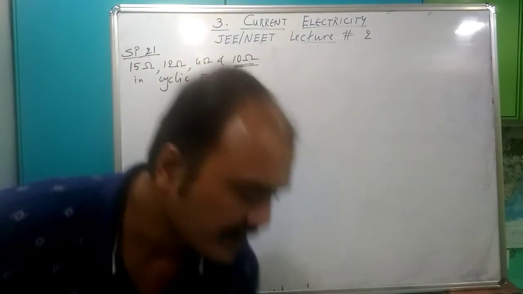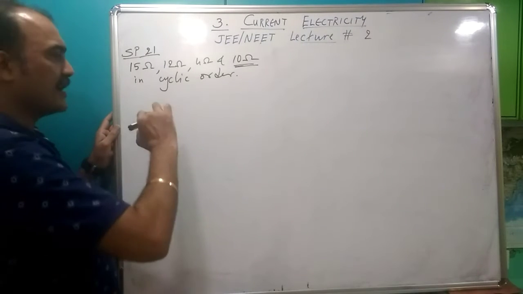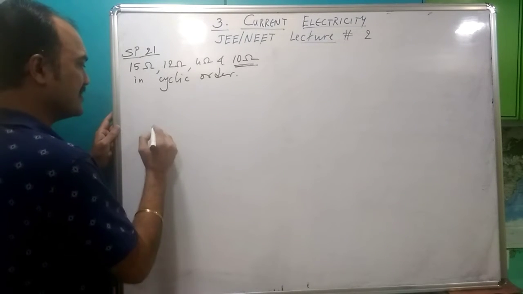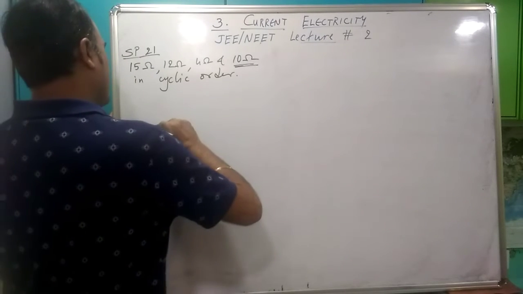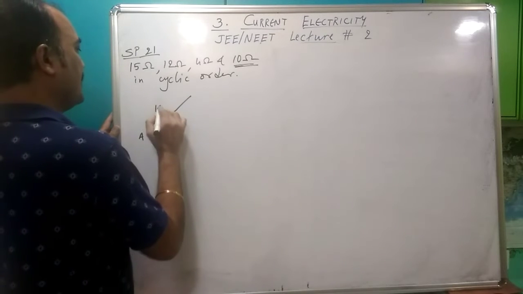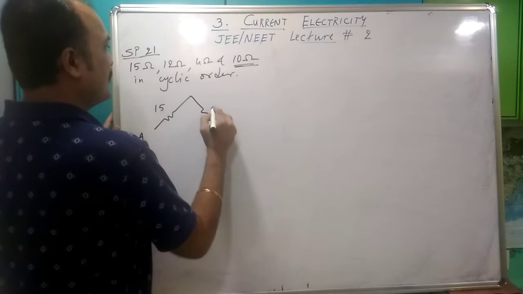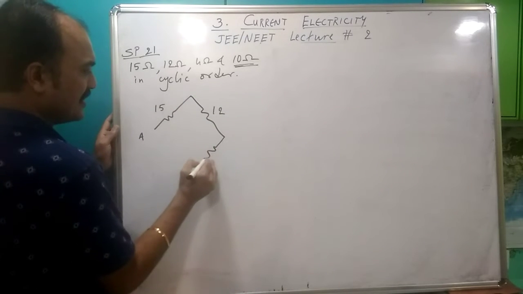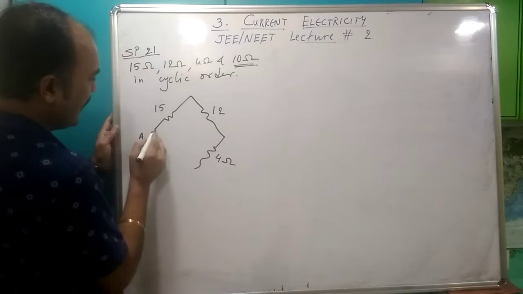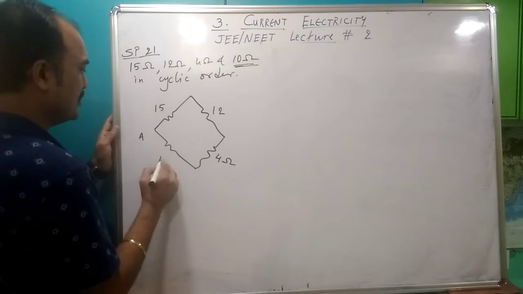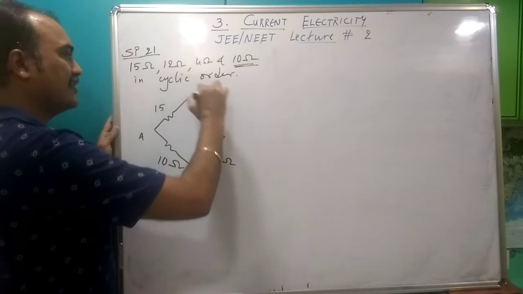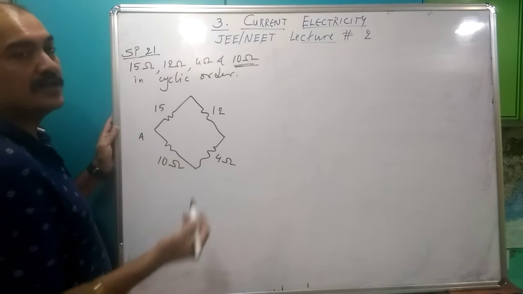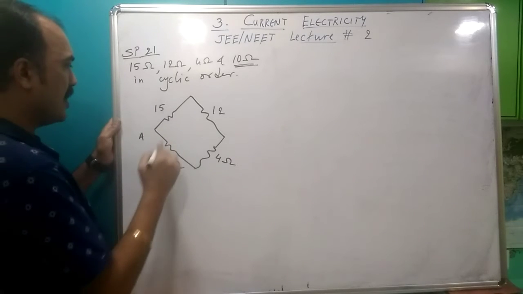Okay. Now, first things first. What is cyclic order? Cycle. It's like this. We start from point A, let us say. So this is the first resistor which is 15 ohm. This is the second resistor which is 12 ohm. This is the third resistor which is 4 ohm. And this is the fourth resistor which is 10 ohm. This is cyclic order. It has gone around.